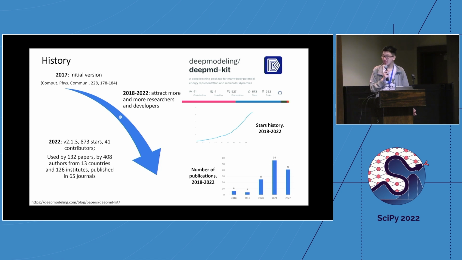Firstly, I'm a user of DeePMD-kit, and then I thought it's a very nice software, so I joined the development team. And now DeePMD-kit has released version 2.1.3 with about 900 stars and 41 contributors, and it has been used by over 100 papers by 400 authors from 13 countries, with 126 issues, and published in 65 journals.